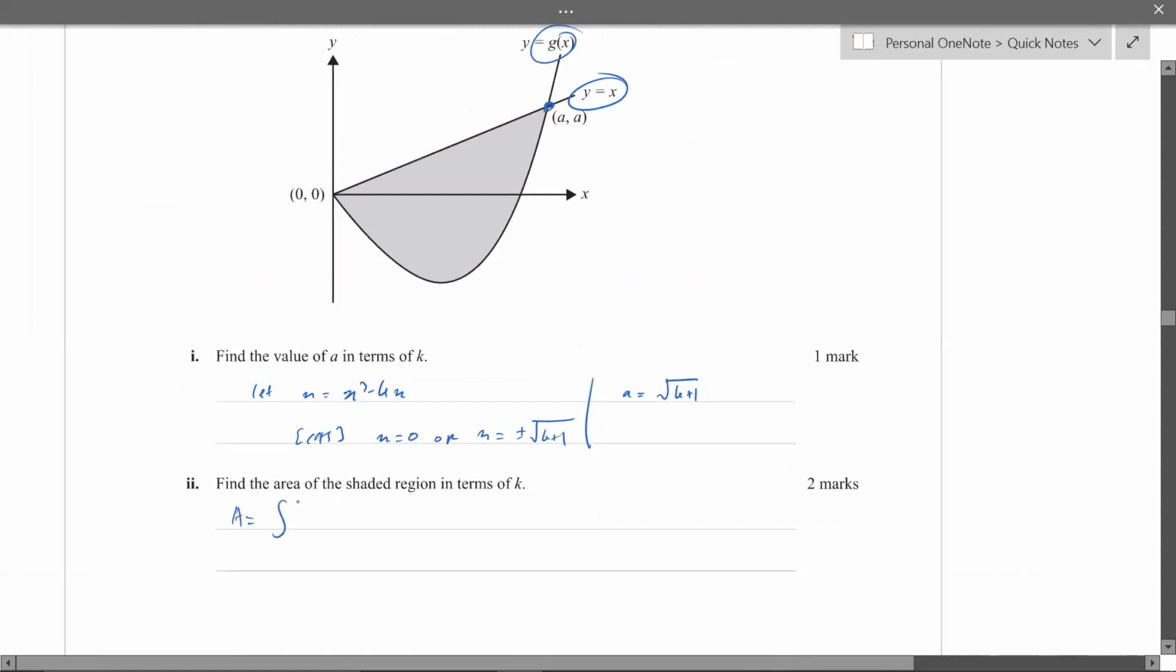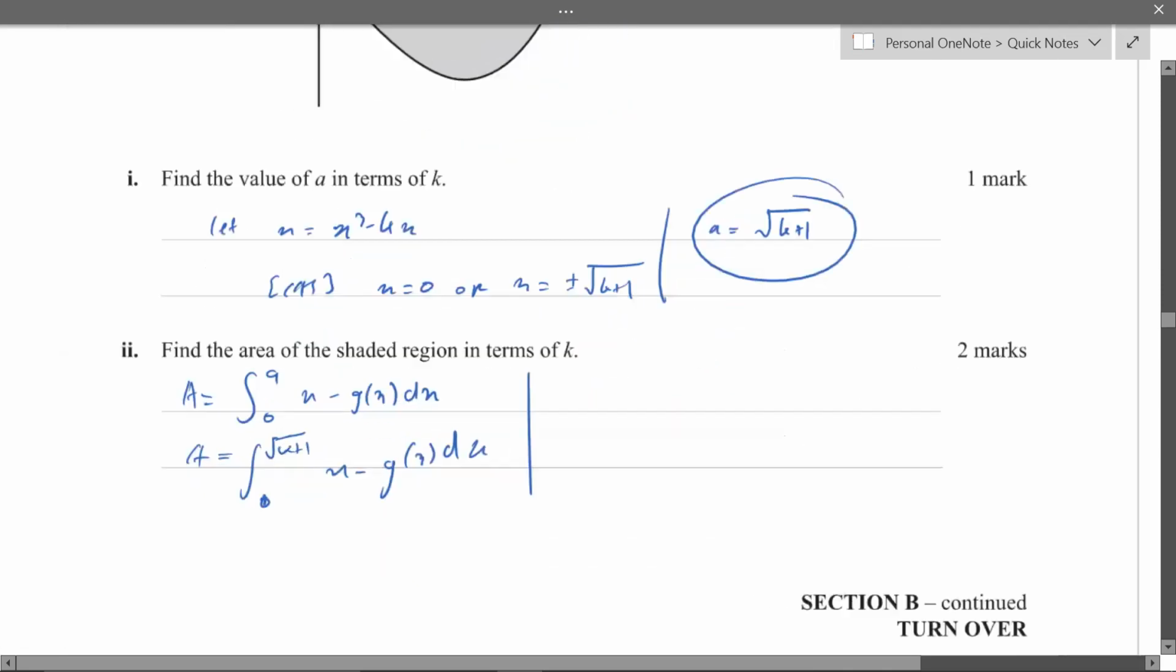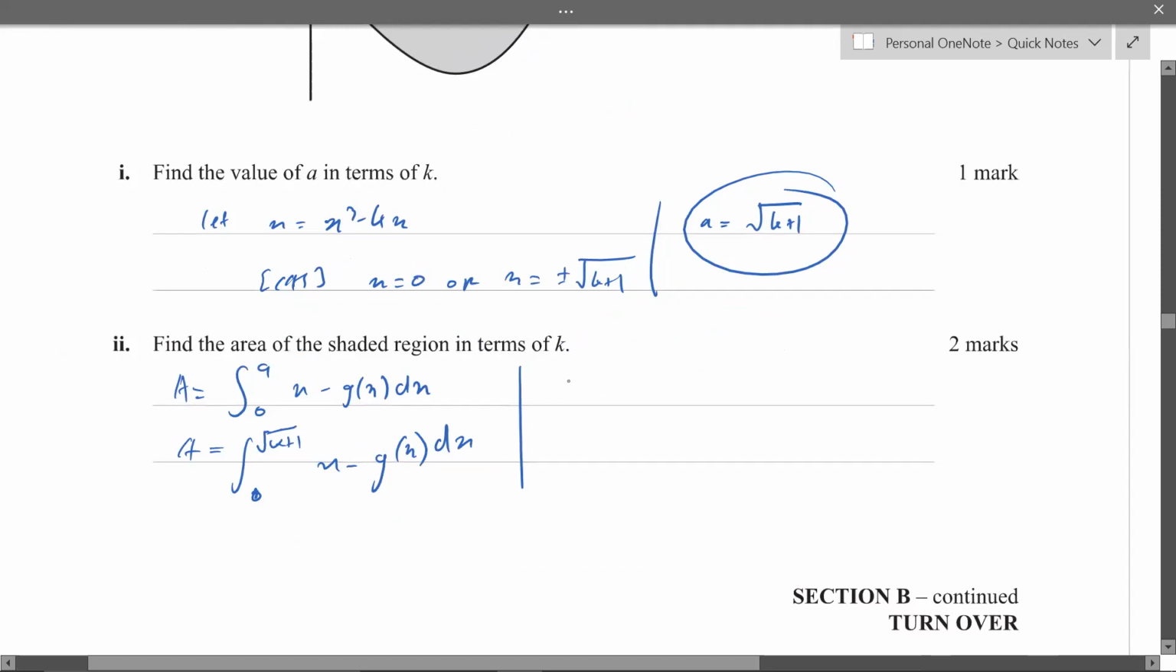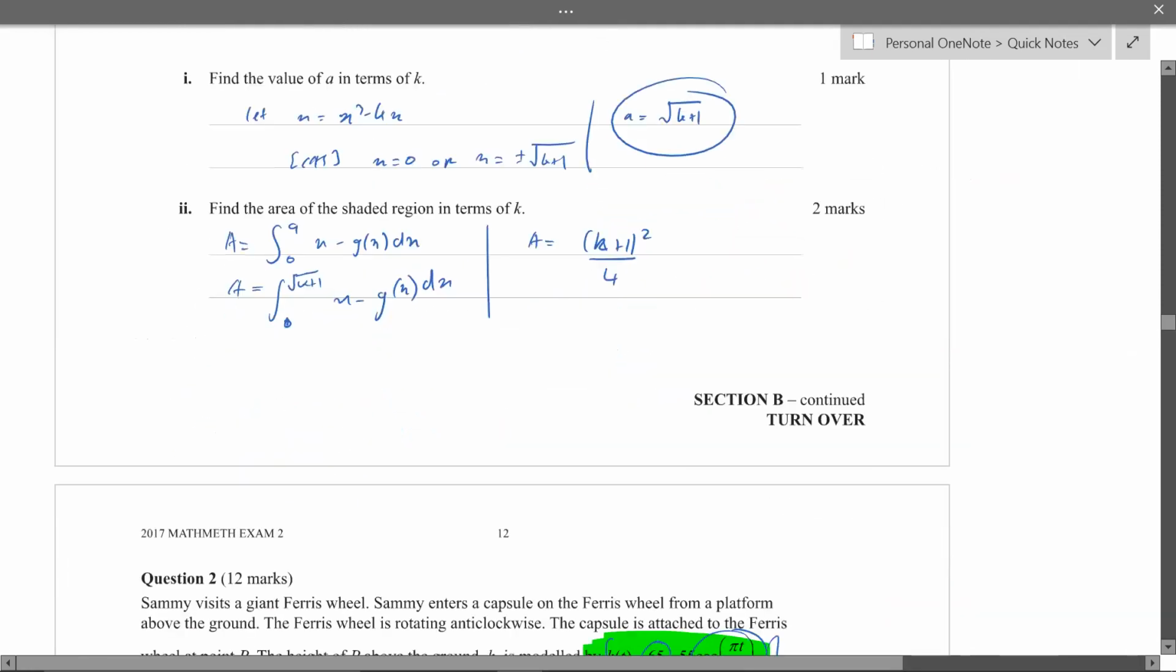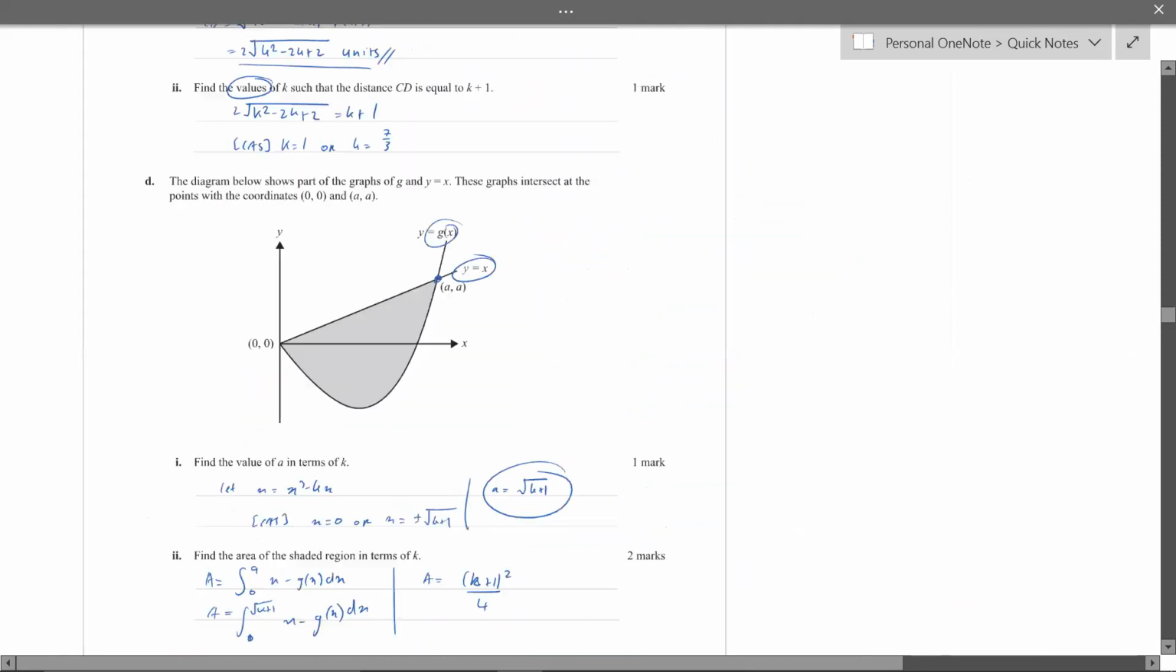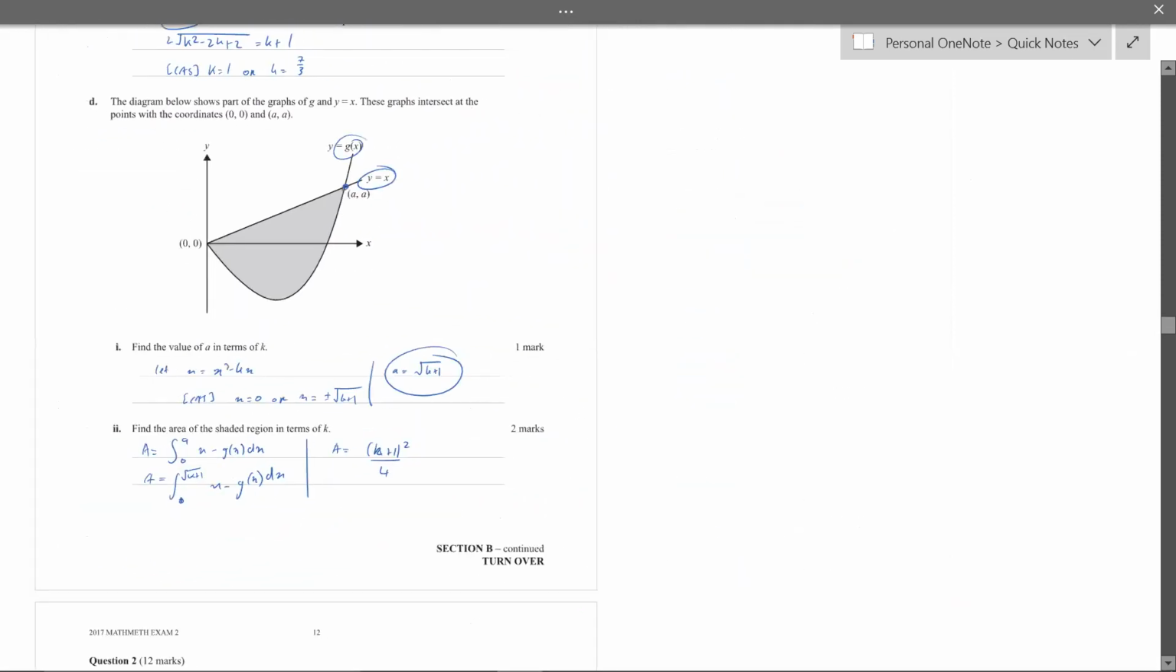Find the area of the shaded region, sorry. The area is from where they meet, so from 0 to A, and the top function is x, so x minus g(x), where A we know is the square root of K plus 1, dx. Put this into your CAS with K as another variable; I like to use y because the CAS has less chance of mucking up. Solve for that on your CAS, and you should get the area is (K plus 1) squared on 4. It might give you a really weird answer the first time, but if you press simplify, it should look nicer. So get into the habit of pressing simplify if your answer looks weird, because you'll get an easier looking answer. Yep, and that's question 1.